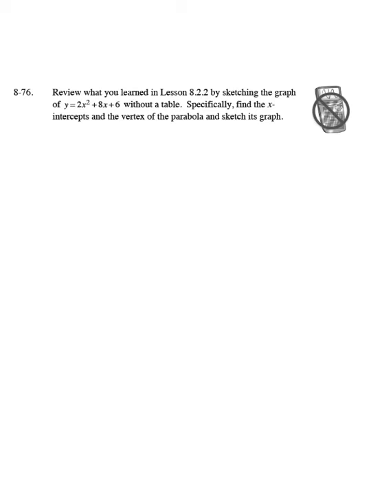Review what you learned in the past lesson by sketching the graph of y equals 2x squared plus 8x plus 6 without a table. Specifically, find the x-intercepts and the vertex of the parabola. One thing I noticed right away is the y-intercept. If those x's were zeros, the only value left in the equation would be a y-intercept at positive 6. I'll put that on my graph, and then we'll start factoring to find the x-intercepts.